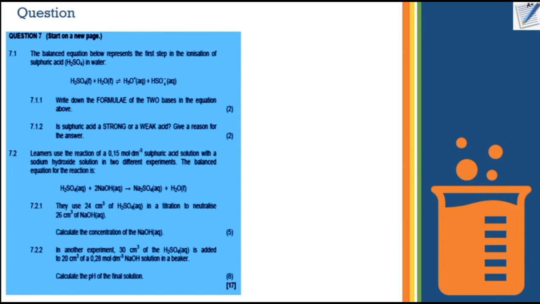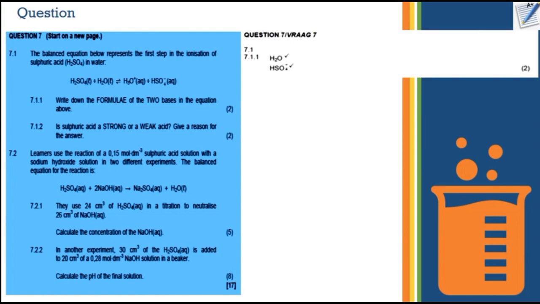So look at the reaction. There we have it, H2SO4 liquid plus H2O liquid, that's sulfuric acid diluted in water, goes to H3O+ aqueous and HSO4- aqueous. But notice now, the opening statement called attention to the ionization of sulfuric acid. So question 7.1.1 says, write down the formula, notice, not the name, the formula of the two bases in the equation. What did you write down? Well, there we go. The first one is water, and the second one is HSO4-. Those are the formulae of the two bases in that equation.